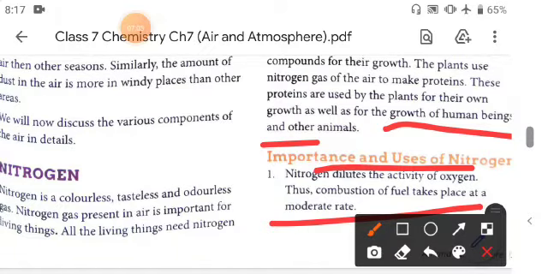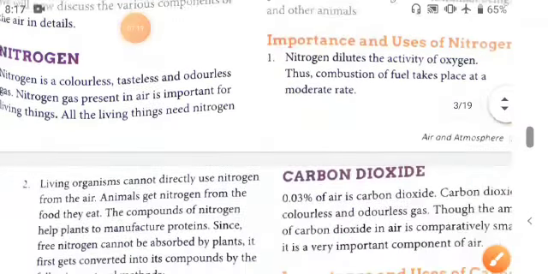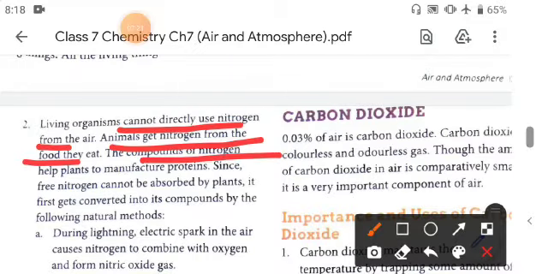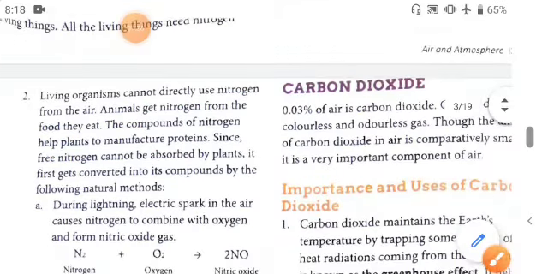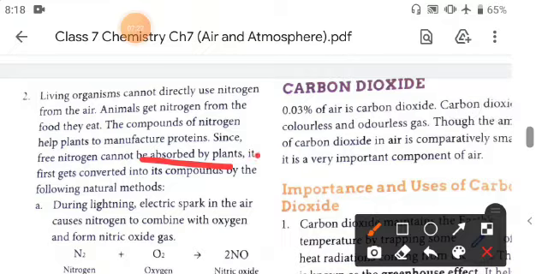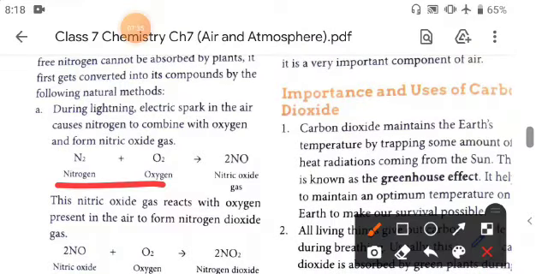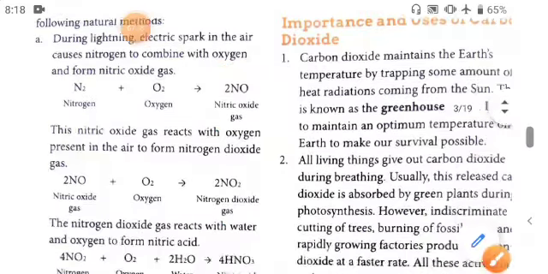Nitrogen dilutes the activity of oxygen, thus combustion of fuel takes place at a moderate rate. Second, living organisms cannot directly use nitrogen from air. Animals get nitrogen from the food they eat, and the compounds of nitrogen help plants to manufacture protein. Since free nitrogen cannot be absorbed by the plant, it first gets converted into compounds by the following natural method. Here nitrogen, when it reacts with oxygen, makes nitric oxide.